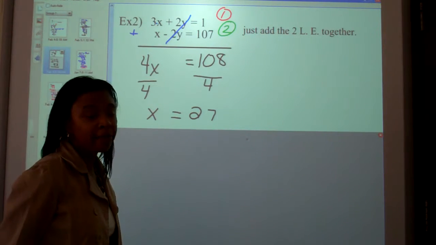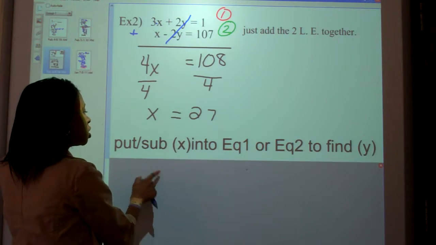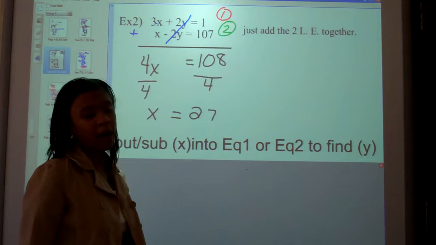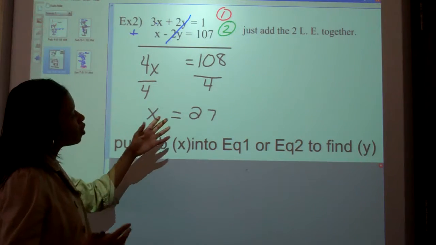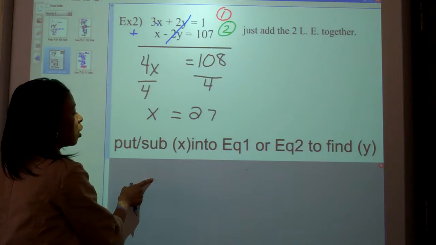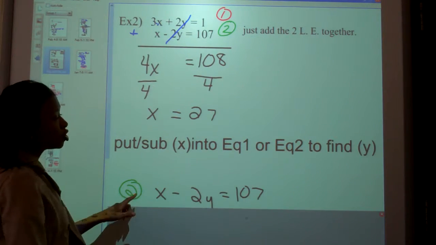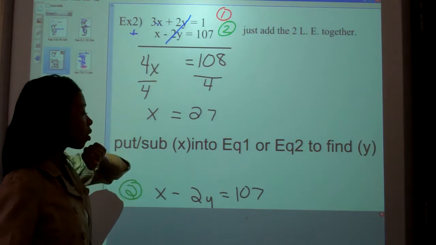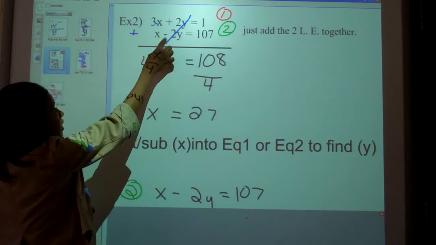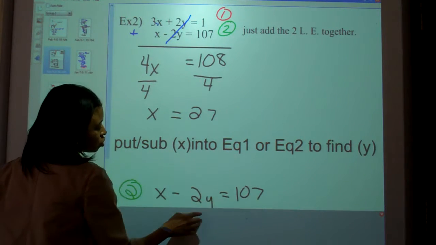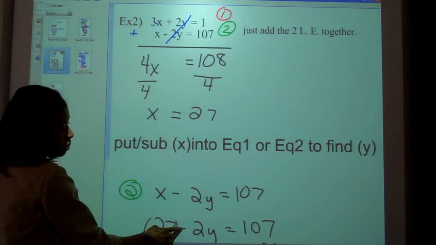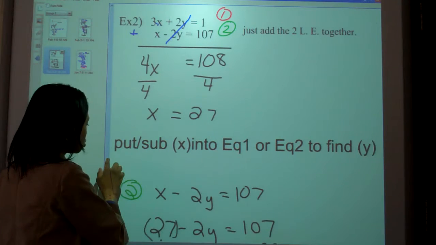How do we find y? Simple. All we're going to do is substitute x in equation number 1 or equation 2 to find y. I just ask myself, what seems the easiest, to put x in equation 1 or in equation number 2? Well, equation 2 seems like the least amount of work. Therefore, I'm going to put in 27 for x in equation 2. And I get x minus 2y equals 107. By substitution, I'm going to put in 27 for the x. 27 minus 2y equals 107.